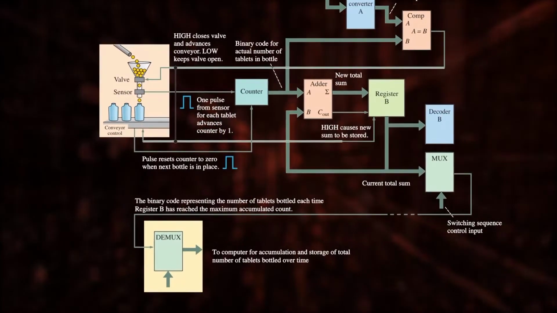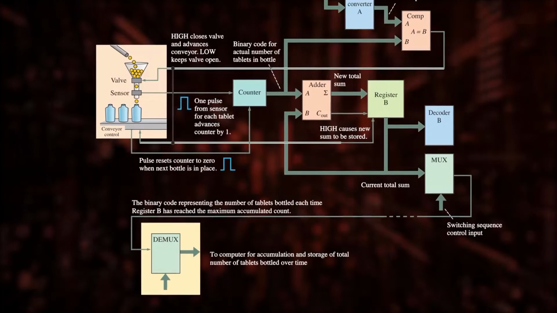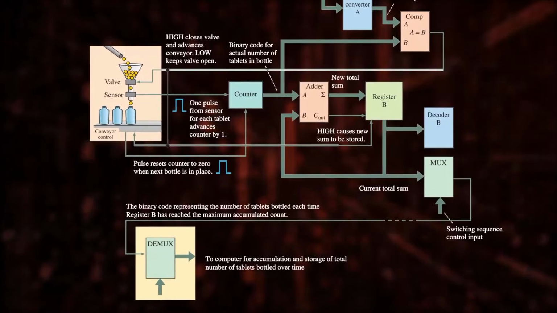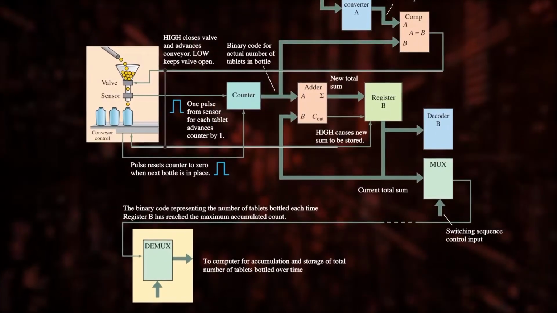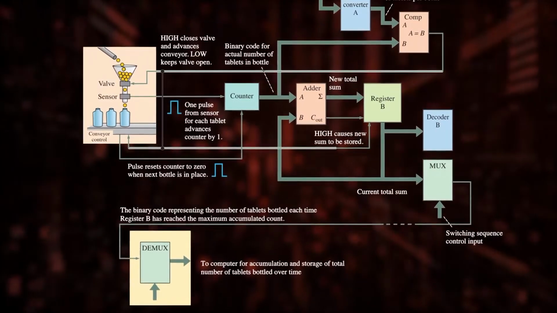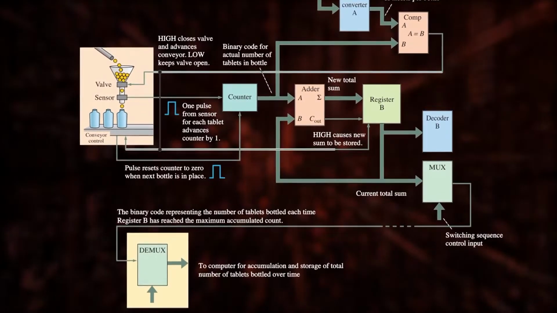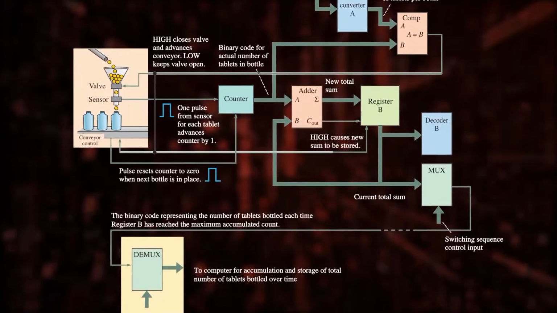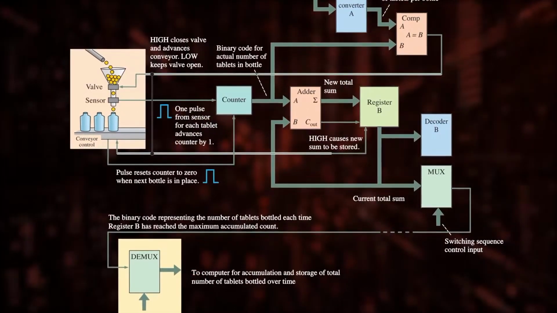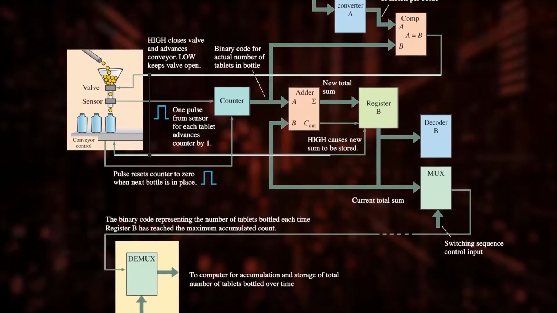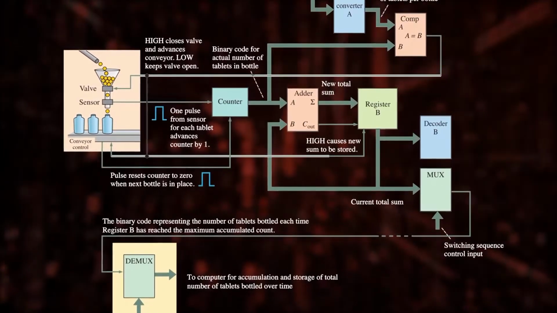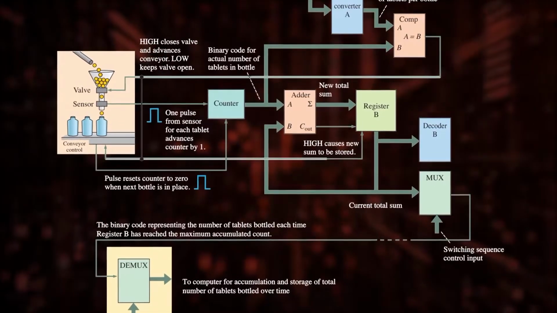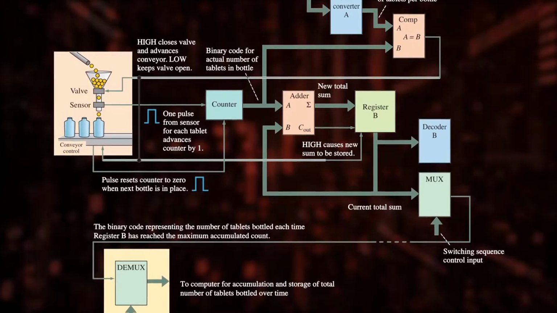So, each time a new tablet is filled, the counter gets incremented, the adder gets the counter value in its input A and the adder gets the current register value as its input B. So, at present adder input A has the counter value and input B has the total number stored in the register. The adder adds these values and the sum moves to the register. So, the new value at the register will be the cumulative sum. Hence, the register always contains the running total of tablets filled in the bottle.